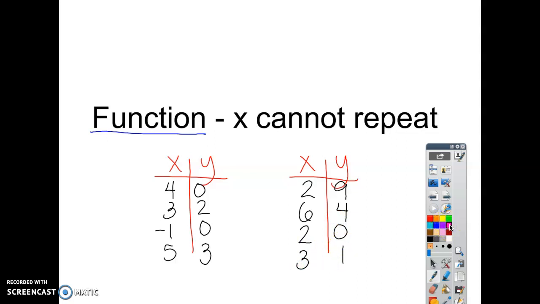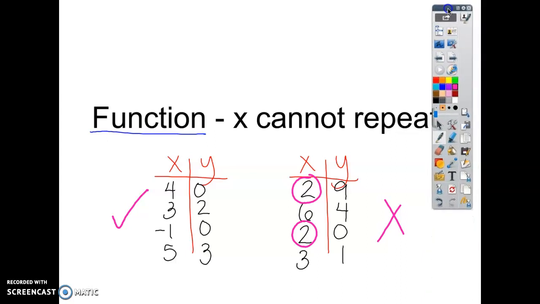I have two tables here. One of those is a function and one of those is not a function. If a function is something where the x does not repeat, then I'm only looking at the x's. These x's did not repeat, so this is a function. This one, the x is repeated, so this is not a function. Again, you can pause if I'm going too fast, and then press play when you're ready.